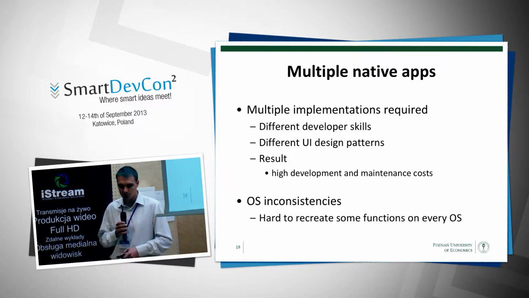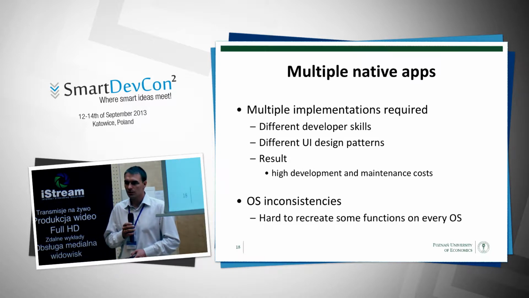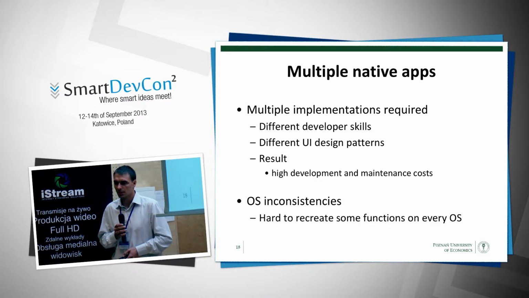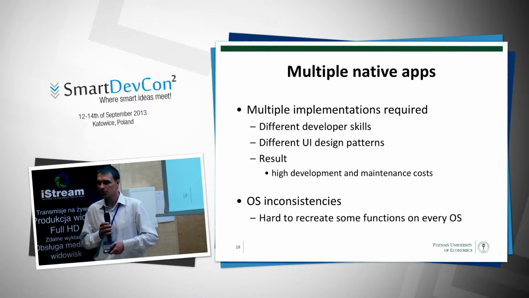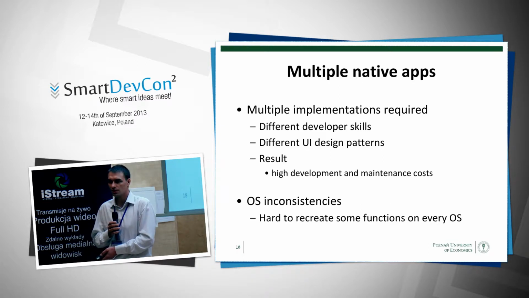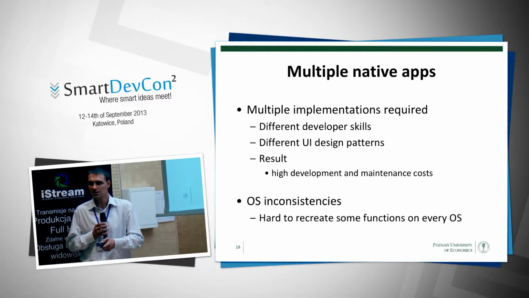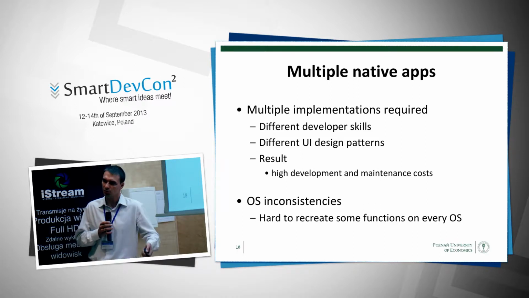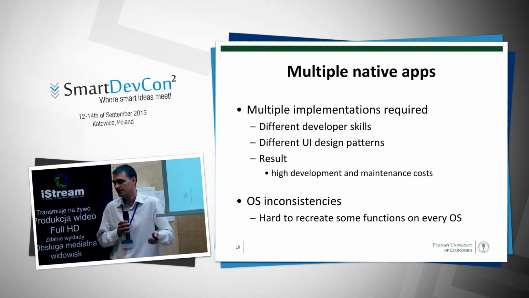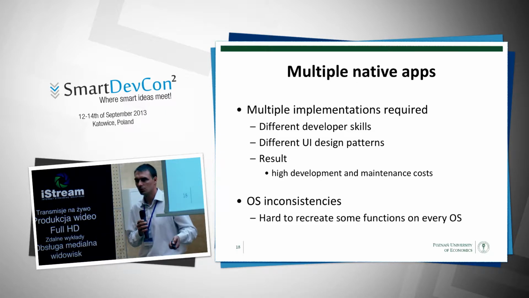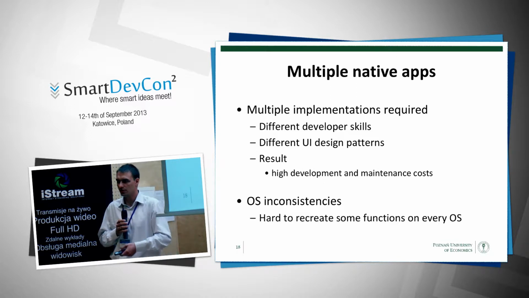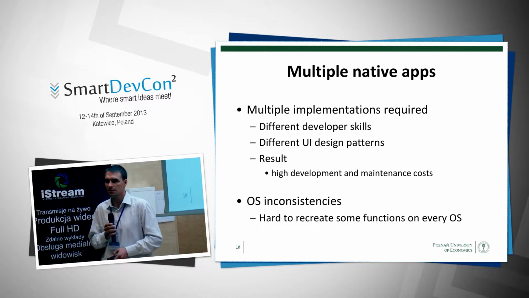Also, what has to be considered is inconsistencies in the API of different operating systems. You can implement a native application on iOS and the same native application on Android, but those two operating systems have different APIs, and not everything that is possible on Android will be possible on iOS, and vice versa in some ways. So not every time everything is possible on all different devices, even using the native approach.